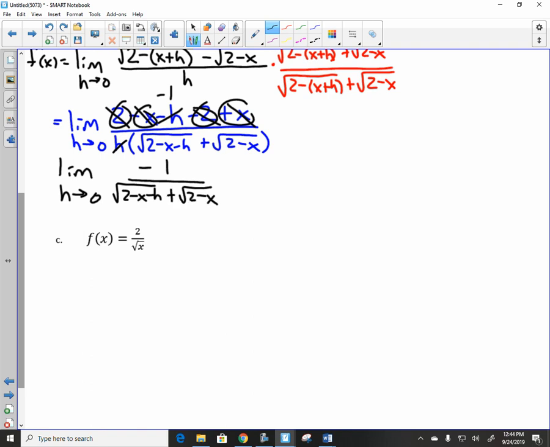Can I now plug in 0 for h? What's going to happen when you plug in 0 for h? Yeah, those two things in the bottom are the same, right? So if I add them together, what am I going to get? Negative 1 over 2 roots of 2 minus x.